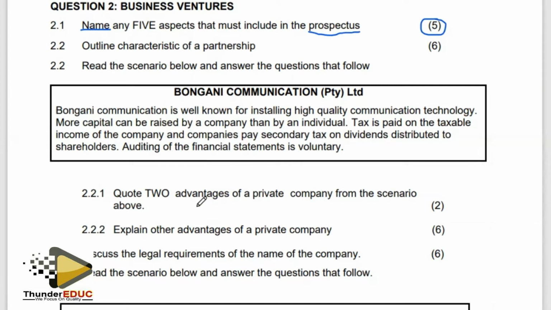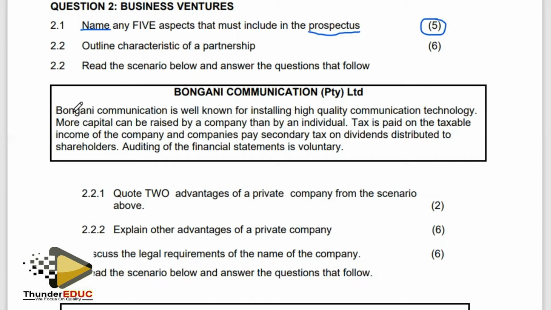So we are supposed to state two advantages of a private company from the scenario above. It is very important, dear learners, to first understand very well the characteristics of private companies before you attempt such a question. Always remember the characteristics of private companies as a form of business ownership.